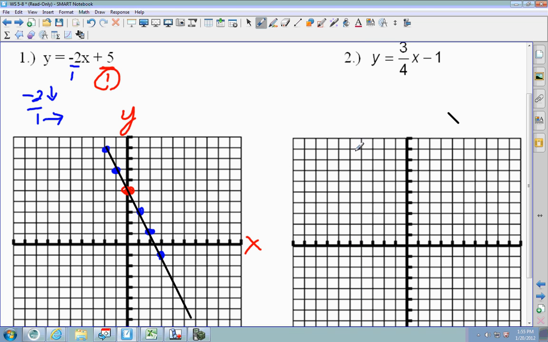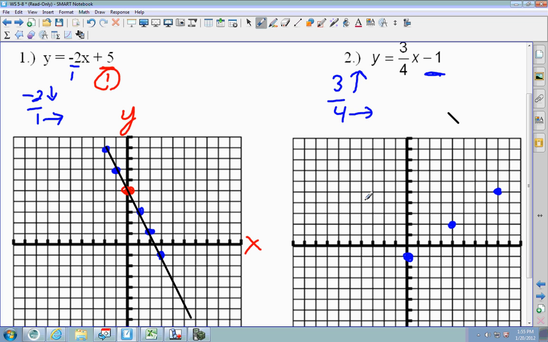Okay, let's look at the next one. The first thing you're going to do is plot this y-intercept right there at -1. Put a dot at -1. The slope is 3/4. Okay, so it's already in a fraction. We're set up well. The number is positive, so I'm going to go up, and the bottom number is to the right. So I'm going to go back to my y-intercept and go up 1, 2, 3 to the right, 1, 2, 3, 4, and put a dot.